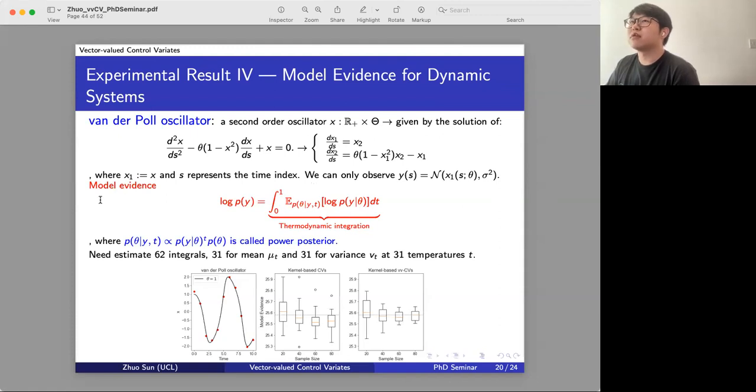In order to use the thermodynamic integration, we actually need to compute 62 expectations to estimate this model evidence. There are 31 expectations for the mean mu_t and 31 for the variance sigma_t, because we have 31 different temperatures. So here is an example of the van der Pol oscillator. The red points are observations. In these two figures, I'm comparing the performance of the scalar-valued control variates to our vector-valued control variates. Here you can see that across all these different sample sizes, vector-valued control variates have a much smaller mean square error.